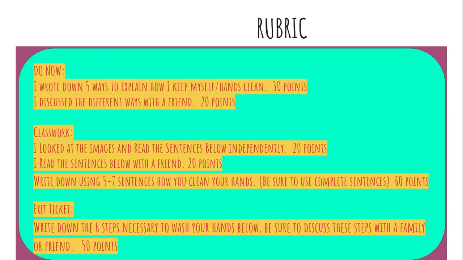There is a rubric for them to follow, and keep in mind the work that they're doing and the points that they will be receiving. The do now, they will have to write down 5 ways to explain how they can keep their hands clean, 30 points. Discussing with a friend, 20 points. Classwork, looking at the images and reading the sentences, 20 points. Reading the sentences with a friend, 20 points. Writing down the different sentences, 60 points. Exit ticket, writing down the 6 steps necessary to wash their hands, and discussing with a friend or family member, 50 points.